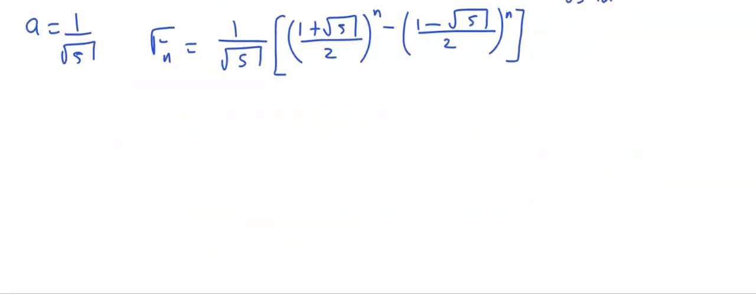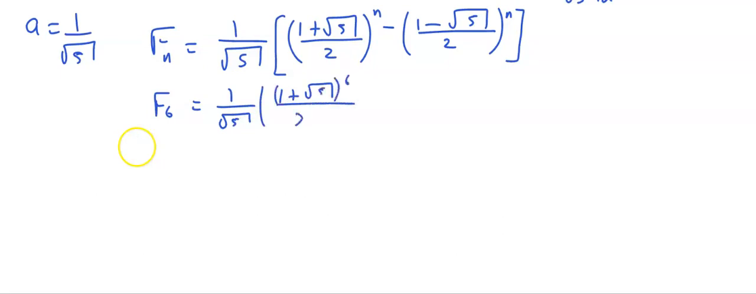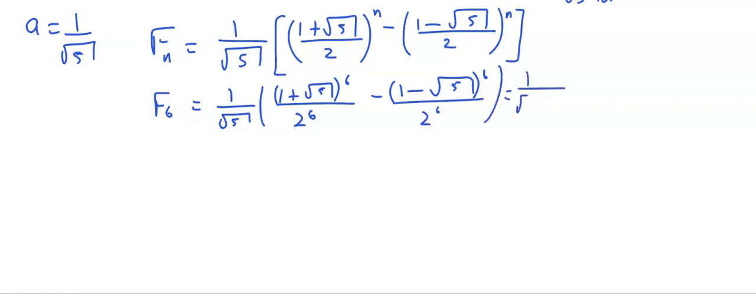We are now being asked to compute F6 using this formula. And F6 will be 1 upon root 5 times ((1 plus root 5) over 2) to the power of 6 minus ((1 minus root 5) over 2) to the power of 6, which will be 1 over root 5 times 2 to the power of 6 multiplied by (1 plus root 5) to the power of 6 minus (1 minus root 5) to the power of 6.